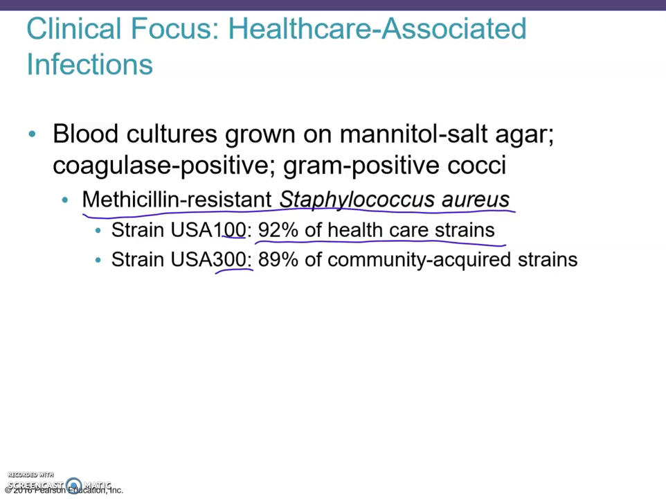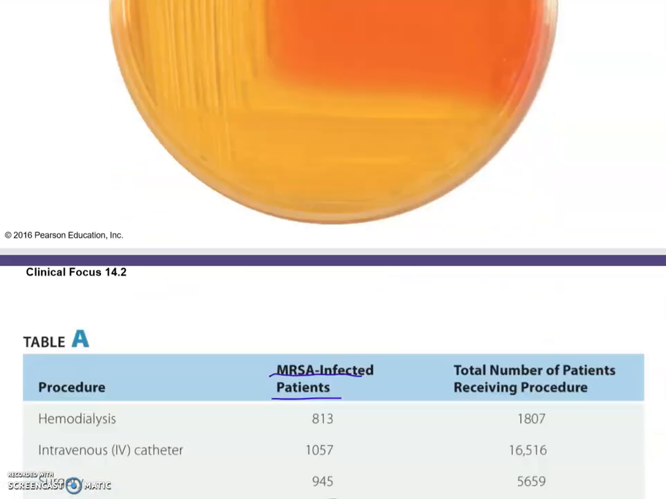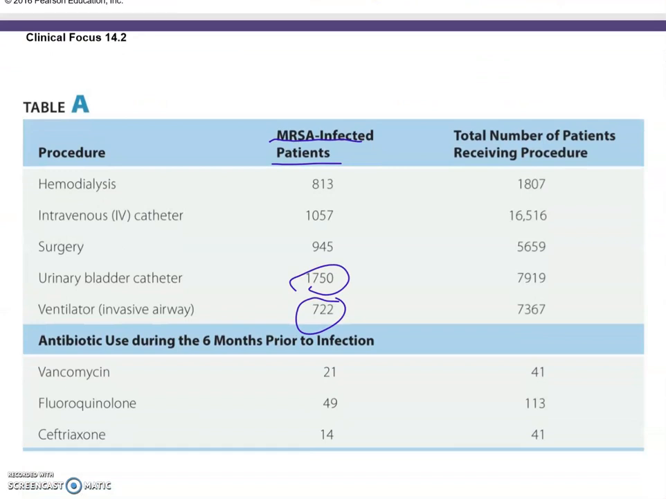There's a test that you can run in order to grow Staphylococcus aureus. It grows here on this MSA agar. When grown on mannitol salt agar, so MSA agar, you can see that the Staph aureus will change the color because there's a pH indicator in here, and the growth will turn the agar yellow from previously being red. Here, just to finish up, just to give you some ideas of the numbers here, methicillin-resistant Staph aureus infected patients, the numbers are listed right here. A lot of patients get infected via IV catheters, surgery, urinary bladder catheters, and ventilators as well.